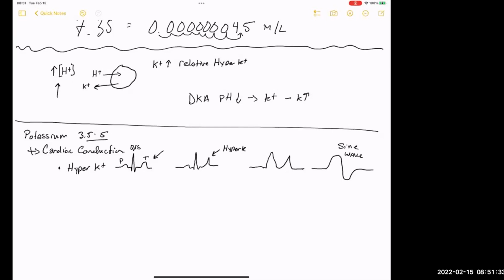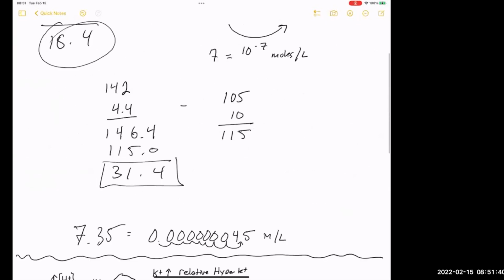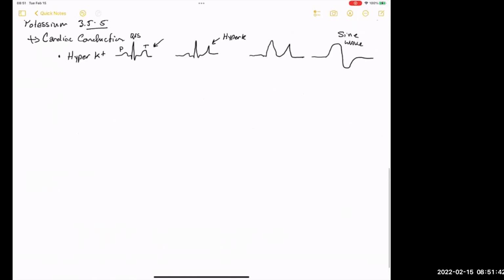So with that in mind, can you all tell me some causes of hyperkalemia? What are some major causes of hyperkalemia? Renal failure. Good. Renal failure is a big one, because one of the only ways we get rid of potassium ions is through the renal system. So hyperkalemia is common in renal failure, and it's common in patients who have missed dialysis.